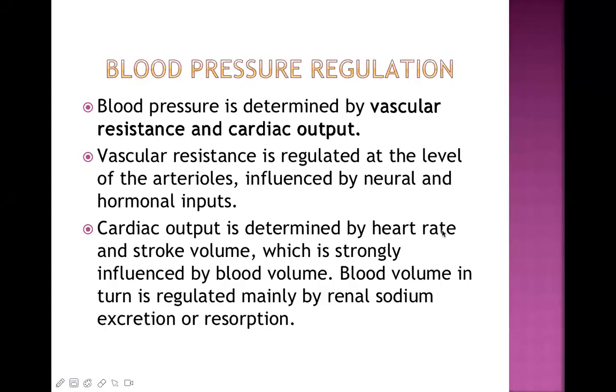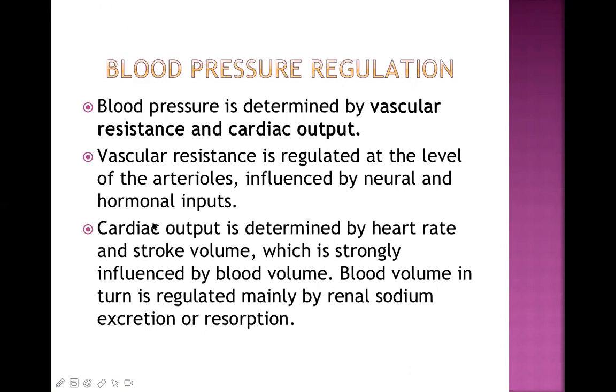Okay, so let's proceed further. We're talking about regulation of blood pressure inside the body. Now we already talked about there should be a good balance for the regulation of blood pressure between vasoconstrictors and vasodilators and so many other factors as well. So this is the summary. Blood pressure is determined by vascular resistance and cardiac output. Vascular resistance is regulated at the level of the arterioles, which is influenced by neural and hormonal input.